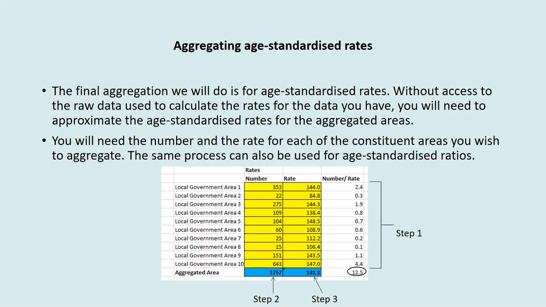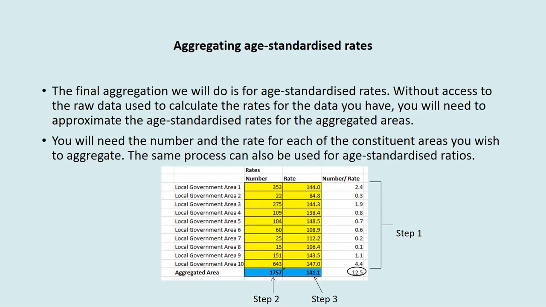The final aggregation we will do is for age-standardised rates. Without access to raw data that is used to calculate the rates, you will need to approximate the age-standardised rates for the aggregated areas. To do this, you will need the number and the rate for each of your constituent areas that you wish to aggregate. The same process can also be used when looking at age-standardised ratios. So again, we are using the example of the LGAs.